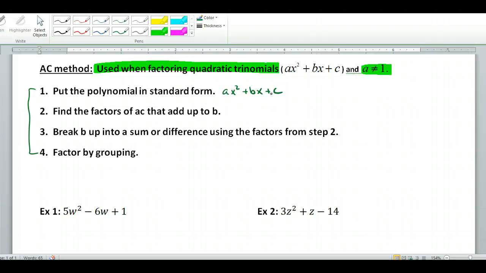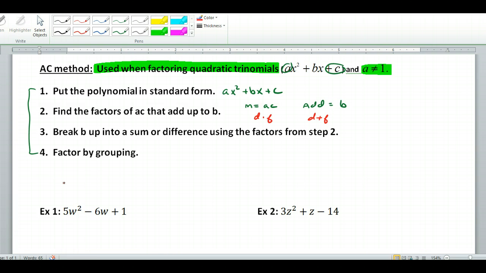The second step is to find the factors of AC. So what we're actually going to do is take the coefficient of x squared and this constant, multiply them together, and now we have to find the numbers that multiply to give us that product of A and C and add up to give us that B term. Now, just to make it easy, let's call those factors D times F. So we're going to say D times F is equal to AC and D plus F is equal to B. This is going to help us understand the third step.